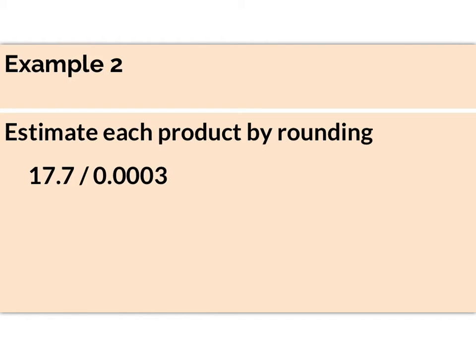Estimate. This is actually a quotient, and that's a typo. So 17.7 divided by 0.0003. And I understand, Mr. Walls, you can't have decimals in a fraction. Yes, you're right, but this line actually means divide. So this is an operator. This is not a final answer. This is only a beginning.